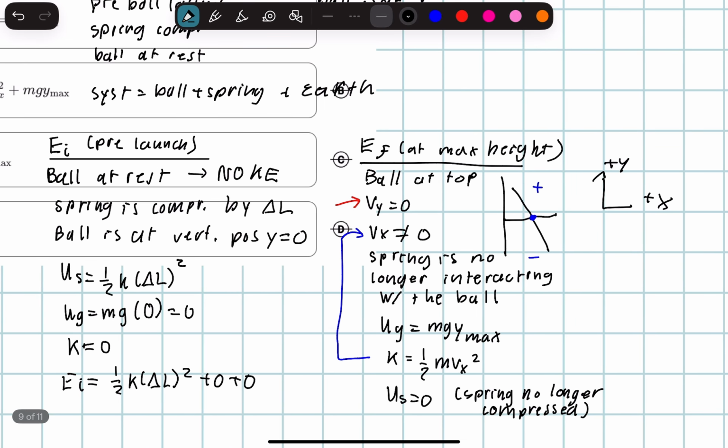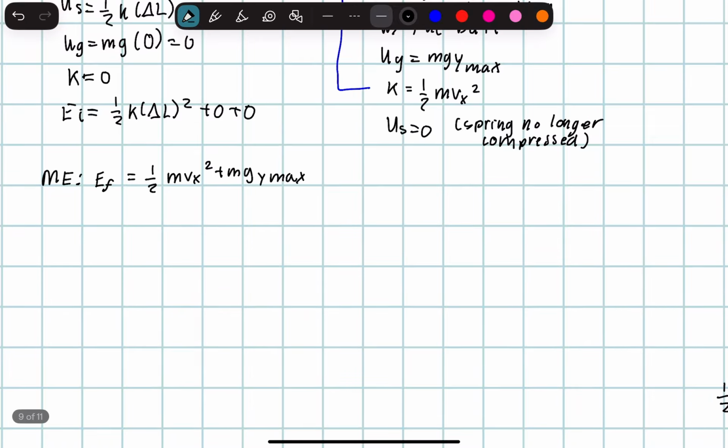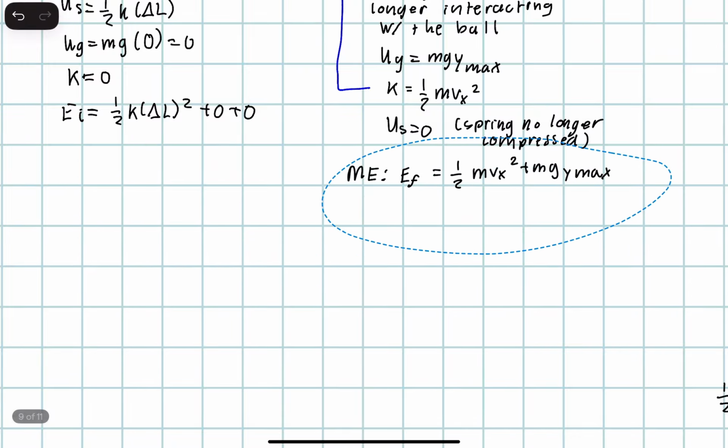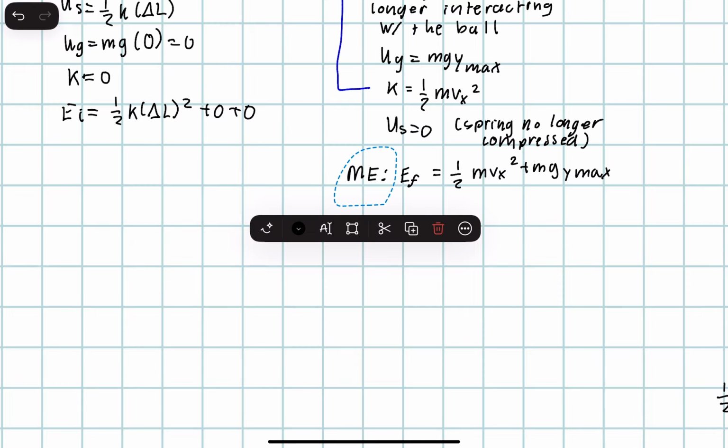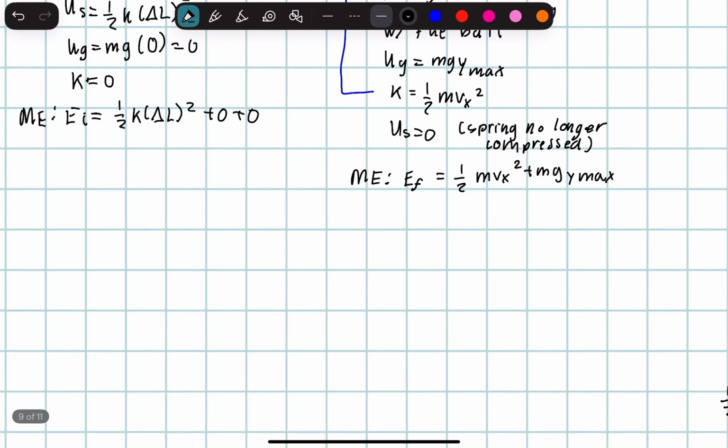Okay, so now that we have our initial and our final energy all written out, we can write the total final mechanical energy. EF is going to equal 1/2 m vx squared plus mg y max. Now that we have both E initial and EF, we can apply the conservation of mechanical energy that we were talking about earlier, so E initial is equal to EF.